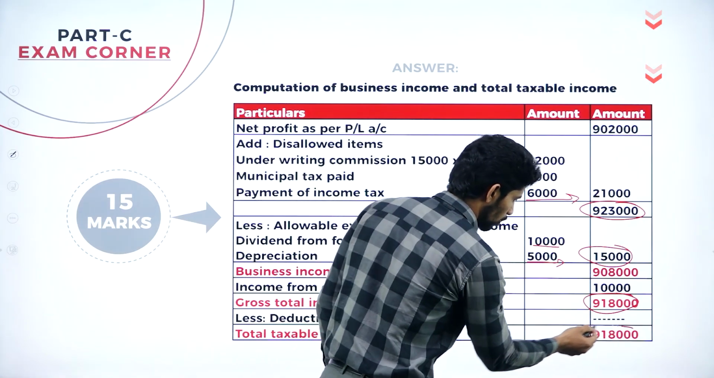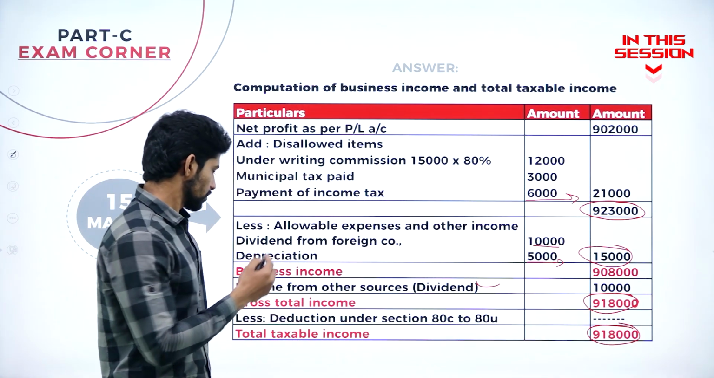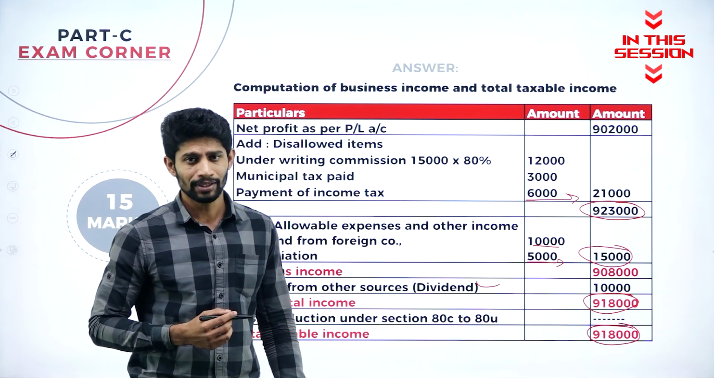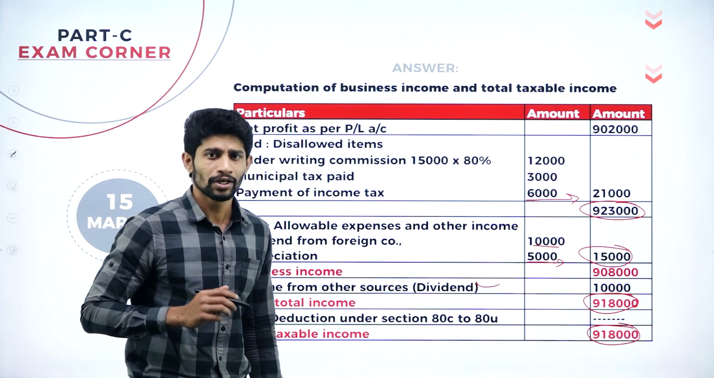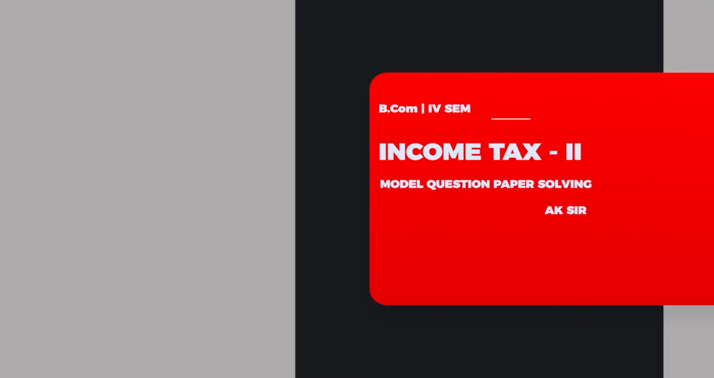Carry down the same amount of 9,18,000. That is called total taxable income. So 9,18,000 is called what? Total taxable income.